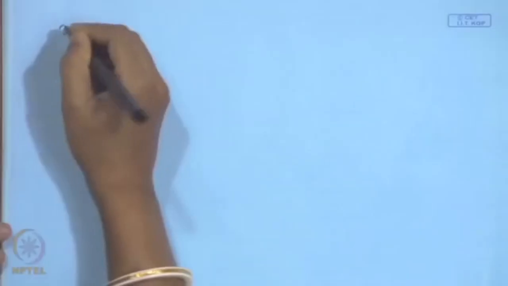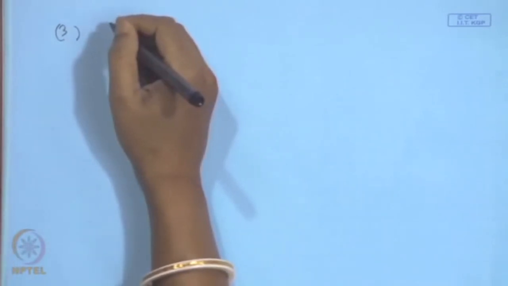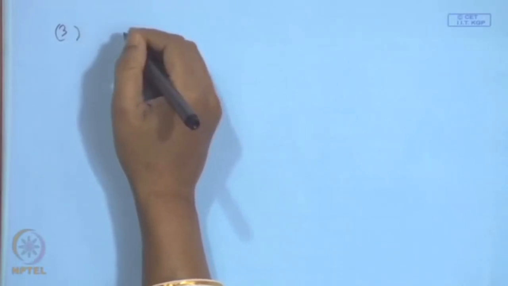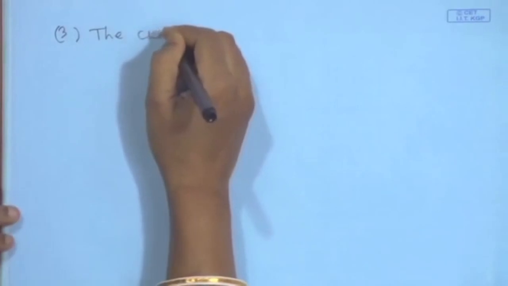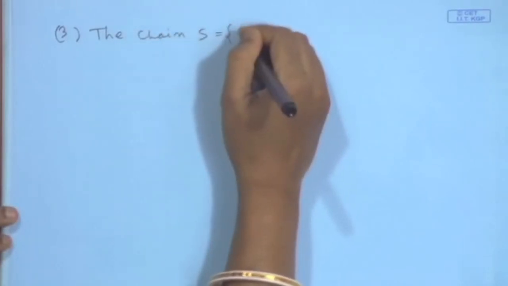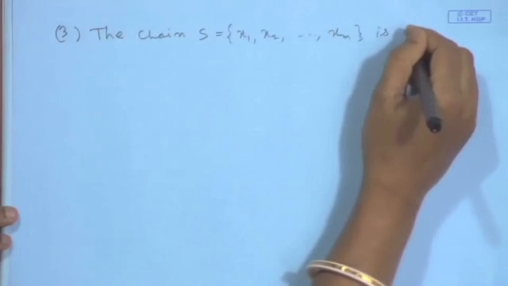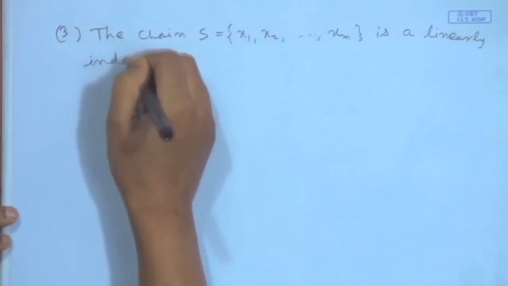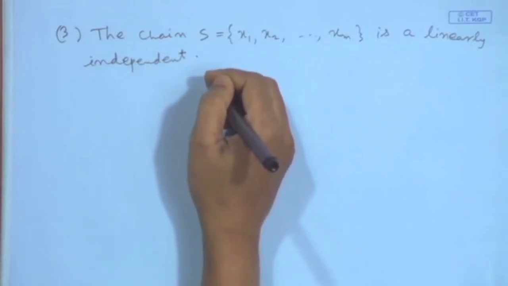Another important property is that this sequence of vectors x_1, x_2 to x_m, or this set S, the chain of vectors x_1, x_2 up to x_m, is a linearly independent set, and this property one can also check easily.